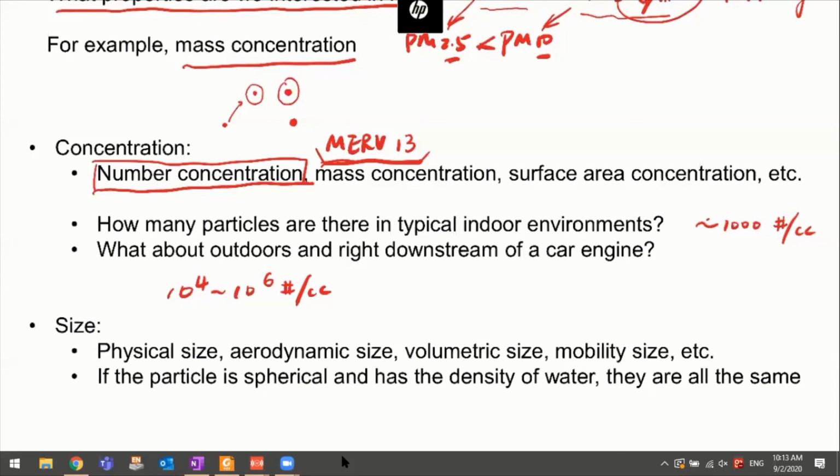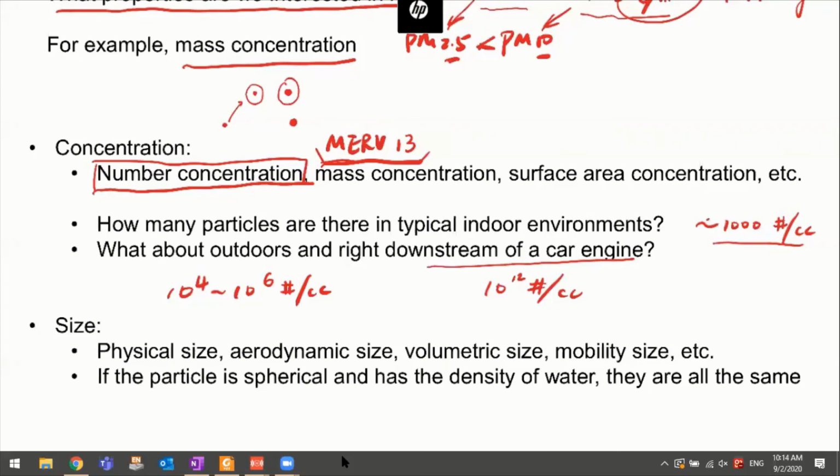Full of forest, the concentration will sometimes even fall below 1,000 per cc. So it really depends on which type of outdoor environment we're talking about. And right downstream of a car engine, people have actually measured that, and it's around 10 to the 12th number per cc. So these numbers differ by orders of magnitude.